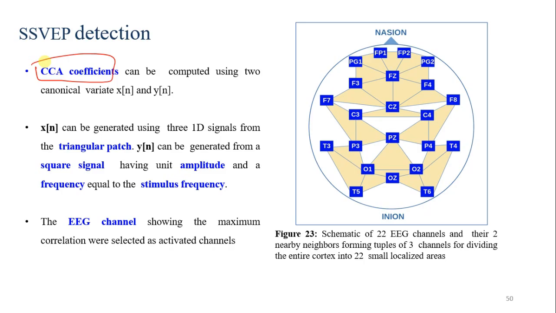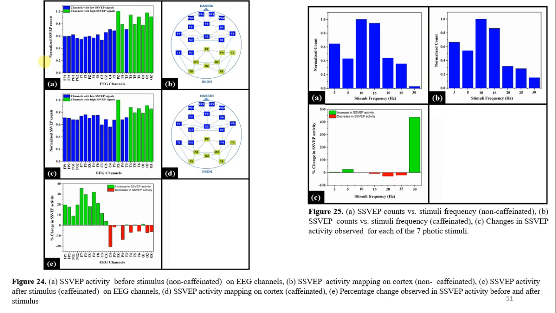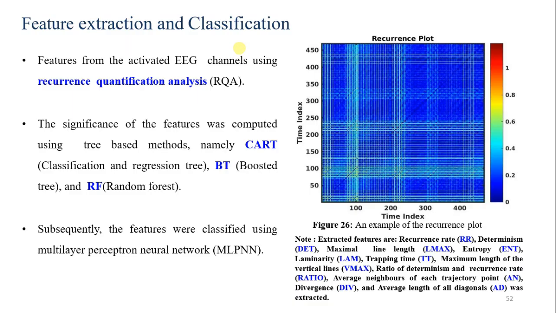Again, we can do the feature extraction. You may not have heard about this recurrence plot. It is another type of statistical analysis where we can get statistical parameters, and it comes under the miscellaneous category.